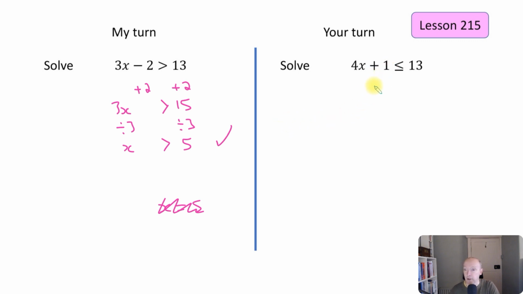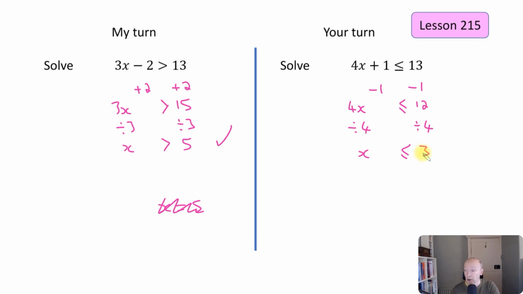Okay, so I've got a plus 1 I don't want. Let's take 1. So if we take 1 from the left, we've got to take 1 from the right. 13 take 1 is 12. 1 take 1 is 0, so that's 4x. I've got a times 4 I don't want. Opposite of times 4 is divide by 4. So let's divide this side by 4. So x, and 12 divided by 4 is 3. And again, don't write x equals 3, just leave it like that and you'll get all the marks.